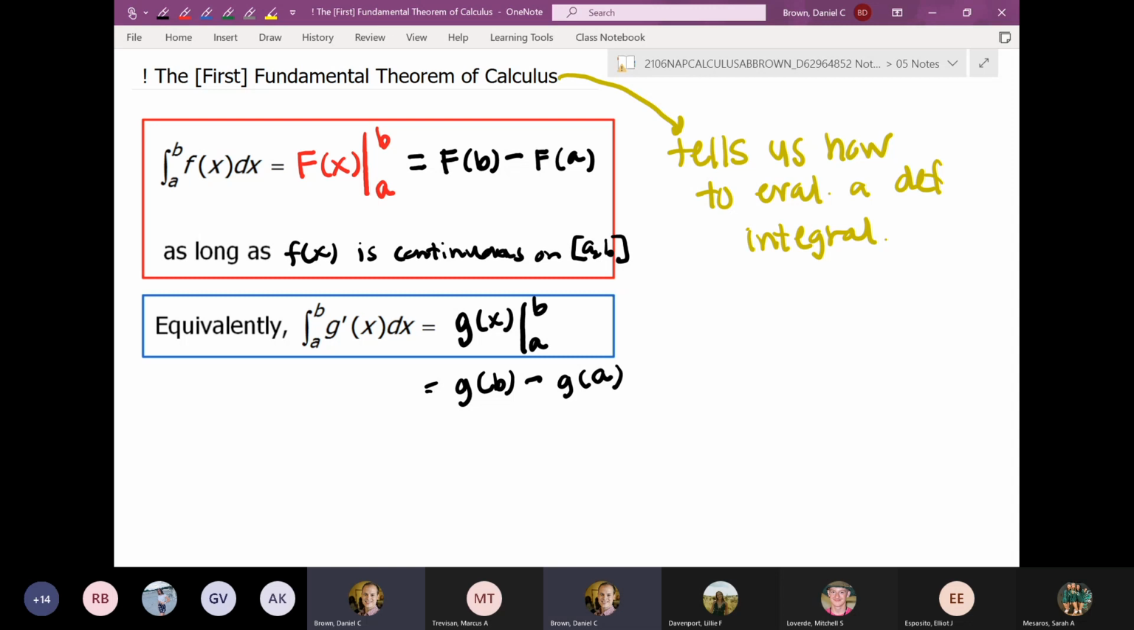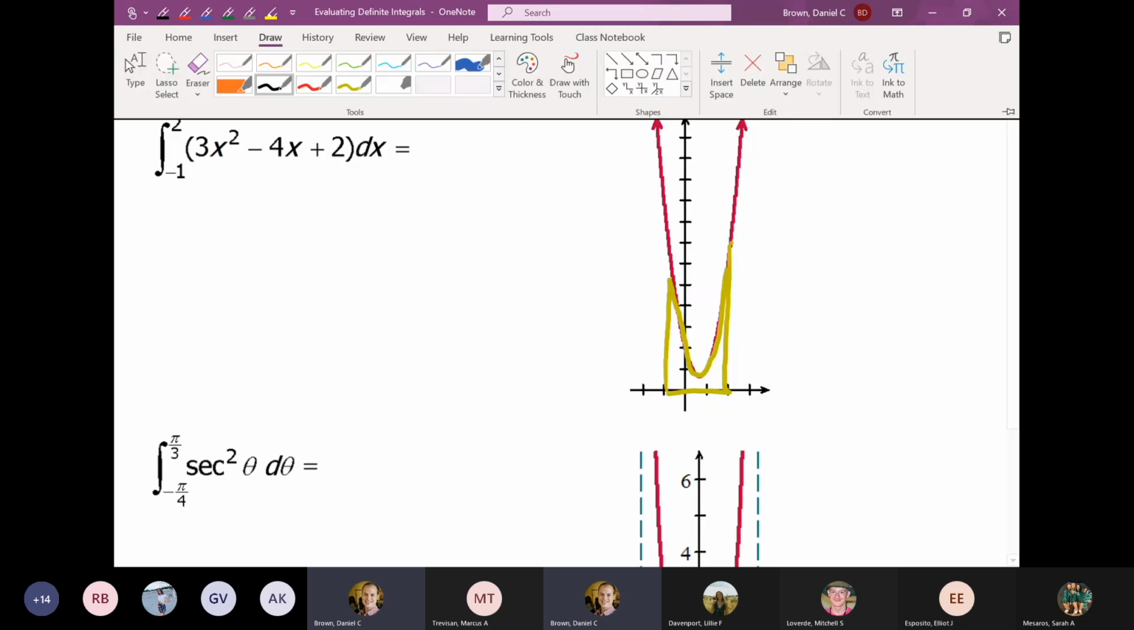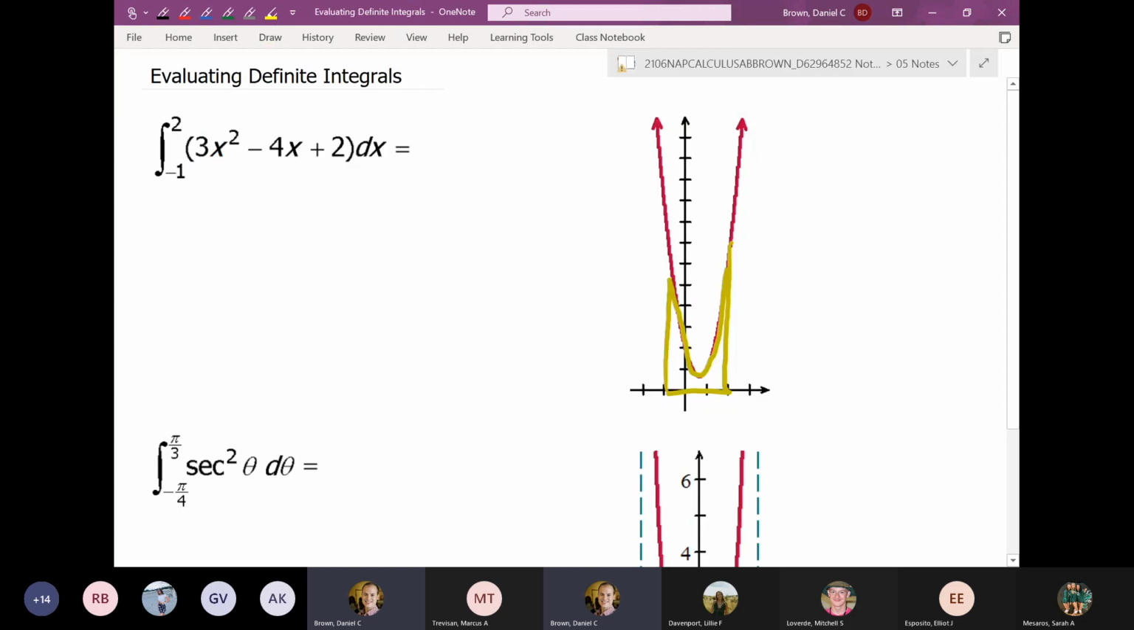All right, so let's look at examples. I'm going to go back to that first example I had drawn out. I have the definite integral from -1 to 2 of 3x squared minus 4x plus 2 dx. And again, this is asking us to find the exact area starting at -1, ending at 2. So that shape I have in that mustard color, we're going to find the exact area of that figure.